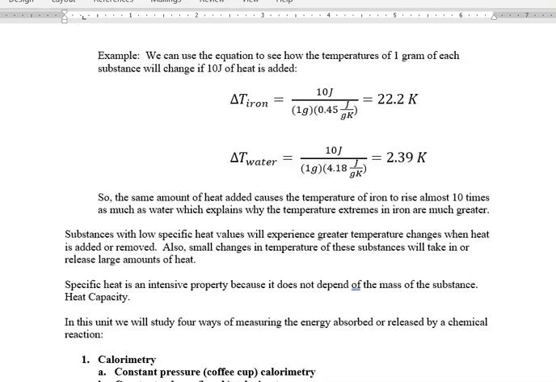If you put the same amount of heat, 10 joules, into water, you notice water's specific heat is much higher, 4.18. So that'll be a temperature change of only a little over 2 degrees. That's not much change at all. You'll hardly even feel that. Okay? So higher specific heat means less of a temperature change for a given amount of heat being put in. The same amount of heat added causes the temperature of the iron to rise almost 10 times as much as water, which explains why the temperature extremes in iron are much greater.